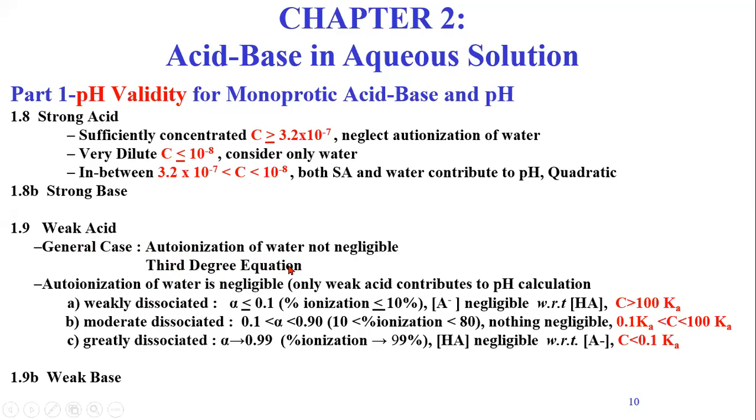And to decrease our mathematics, and in order to not do a third-degree equation, we assume that autoionization of water is negligible. And we will only calculate the pH of weak acids when the autoionization of water is negligible.